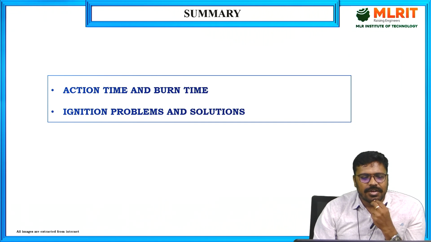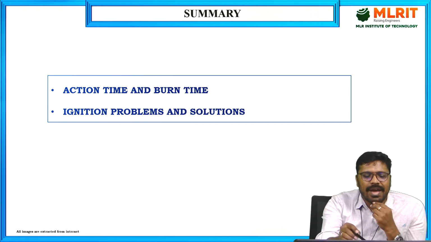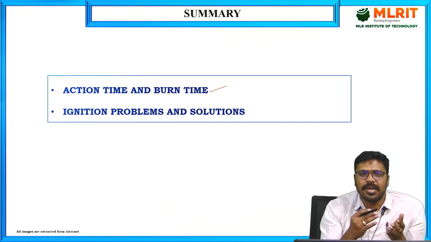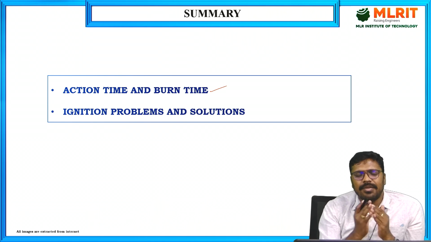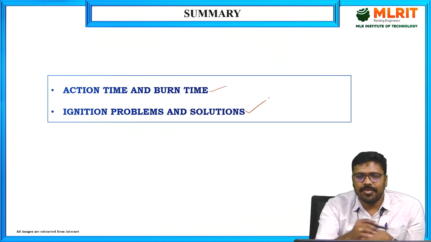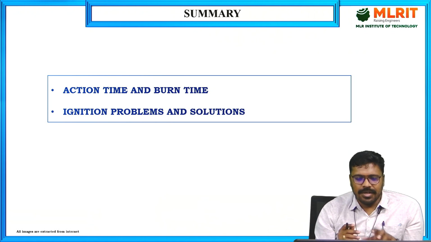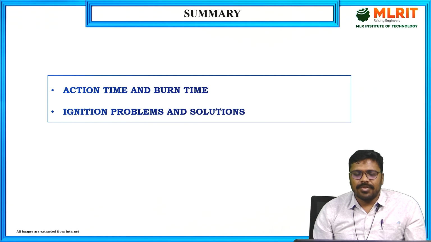So this is the summary of today's topic. We have gone through the action time and burn time, and we have gone through the ignition problems and solutions like surface cracks, small local debonded areas, and propellant grain deformation. All these are reasons for motor failure, and we can avoid them with the help of inspections before loading the propellant grain into the motor case. So this is about today's topic, and we'll continue to the next topic in the next lecture.